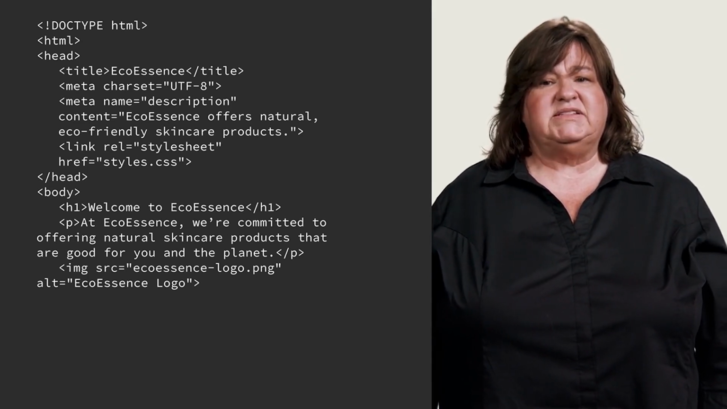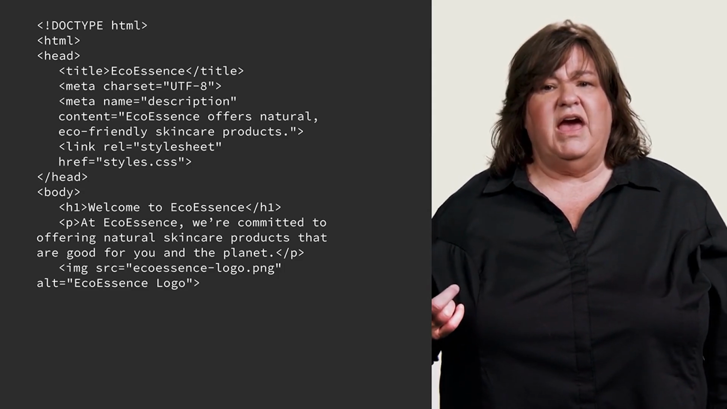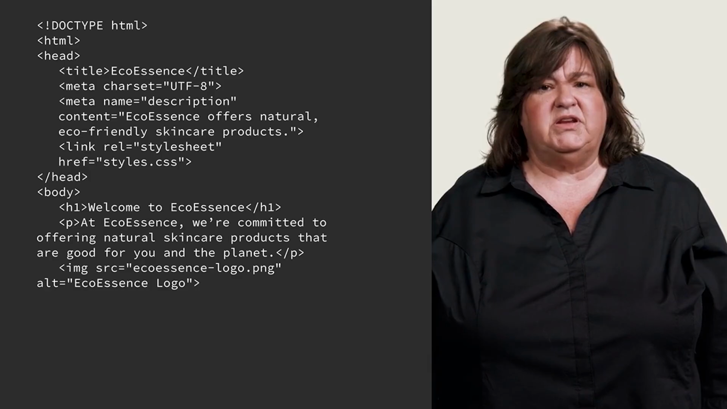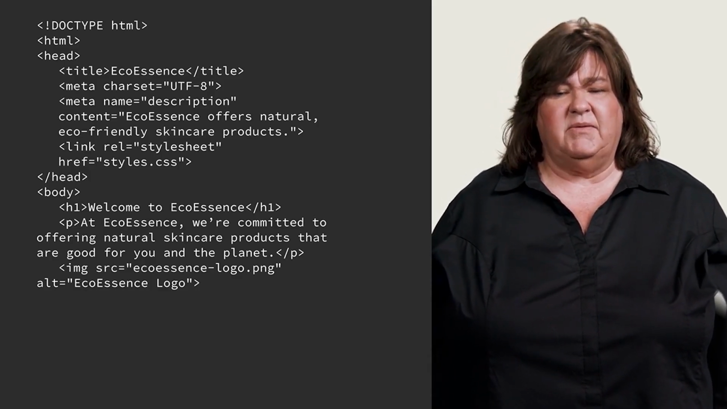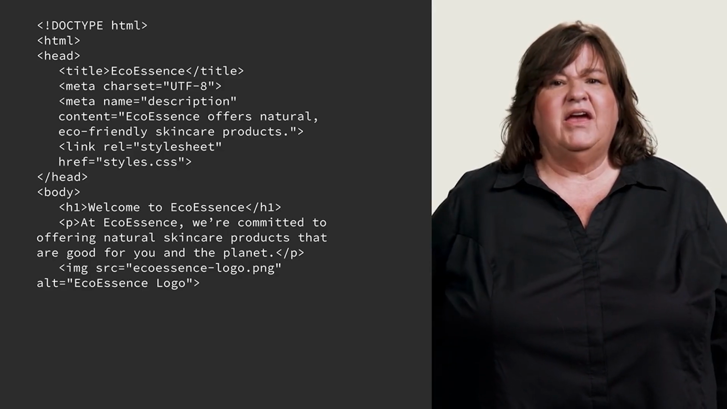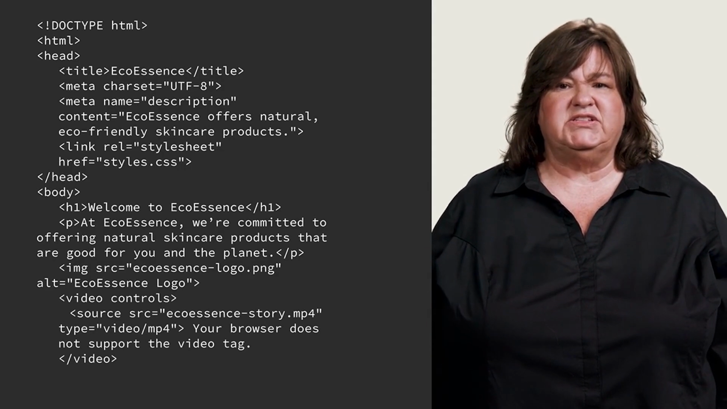Let's add the EcoEssence logo next using the image tag. The Alt attribute provides a description of the image, ensuring accessibility for users who can't see the image. Finally, we'll add a video using the video tag to showcase EcoEssence's story.